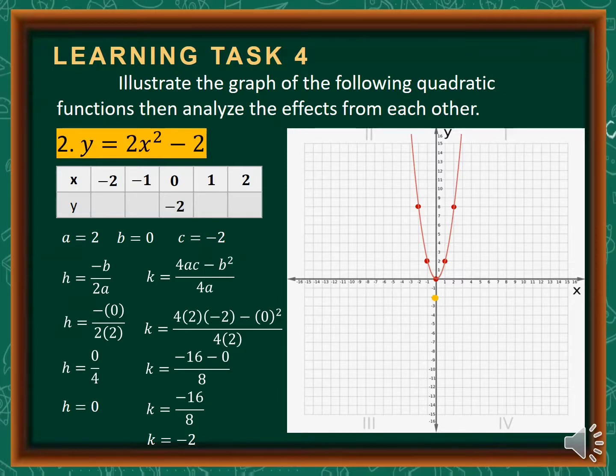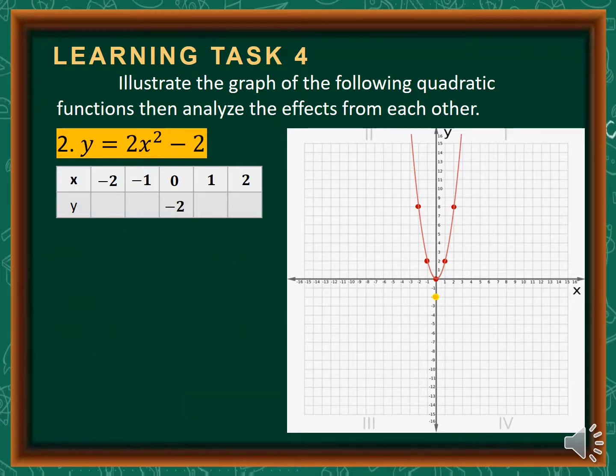Alright, so after finding the vertex, let us find the y values given that x is negative 1. Let us assign x is equal to negative 1. So, ganun lang din, just like what we did in our number 1. You just need to substitute the value of x, which is negative 1. So, that will become 2 times negative 1 squared minus 2. Uunahin muna natin yung nasa parenthesis, ha? Let us apply the PEMDAS rule. Parentheses, and then the exponent.